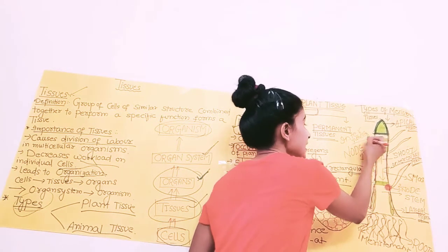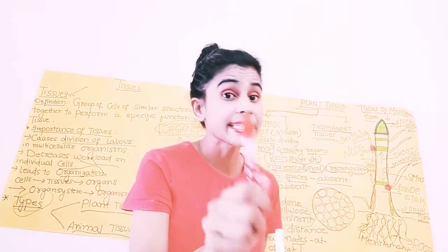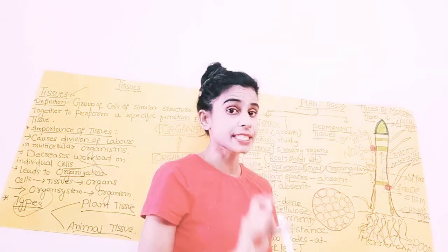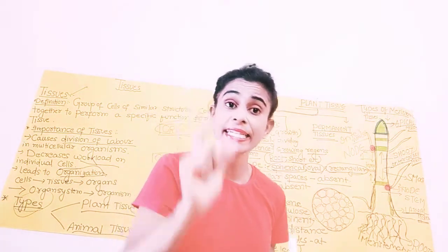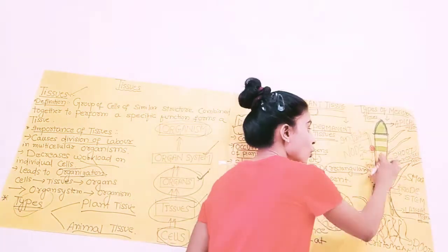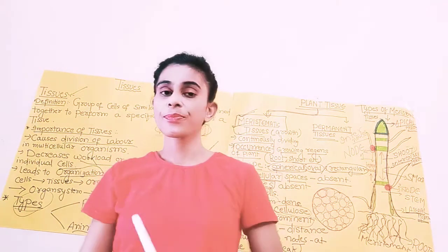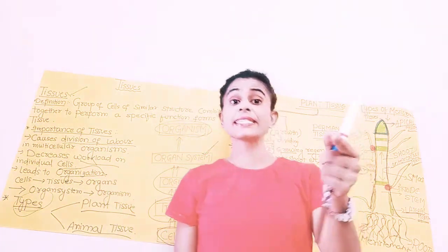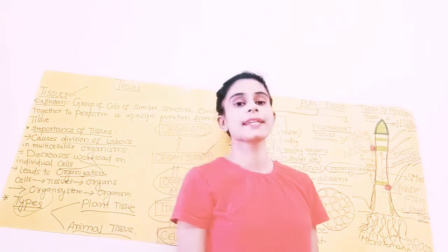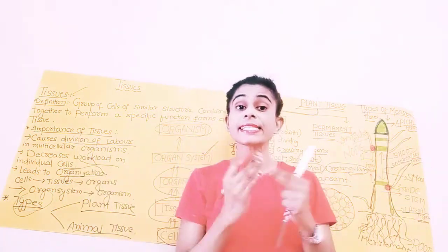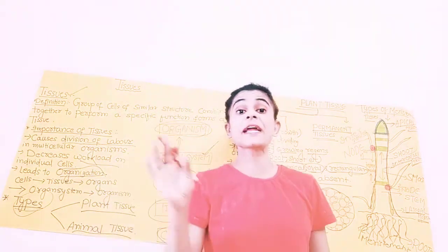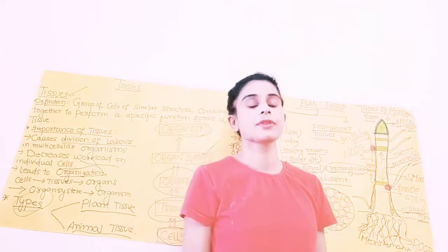What is an internode? Note it down. The distance between the two nodes is called the internode. And this intercalary meristem is present in the internode area. Where is intercalary meristem present? In the internode region. What is an internode? The distance between two nodes. What is a node? A node is present at the base of the leaf.